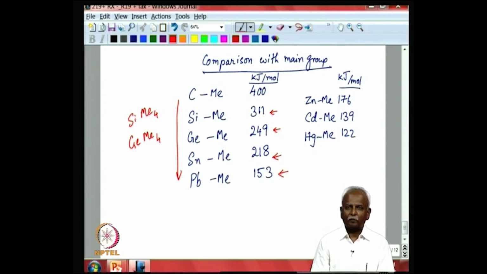And this is uniformly observed for all organometallic compounds of the main group. Here I have zinc, cadmium and mercury, which also follow the same trend. You have a decrease in the bond strength as you go down from zinc to mercury. So, this difference between the main group and the transition metal chemistry is often observed in many properties, including bond length changes and bond strength changes, and this is something we have to look at from the theoretical point of view and see why these bond strengths vary the way they do.